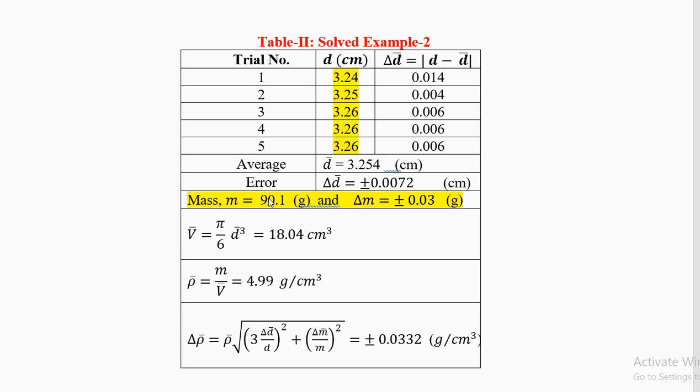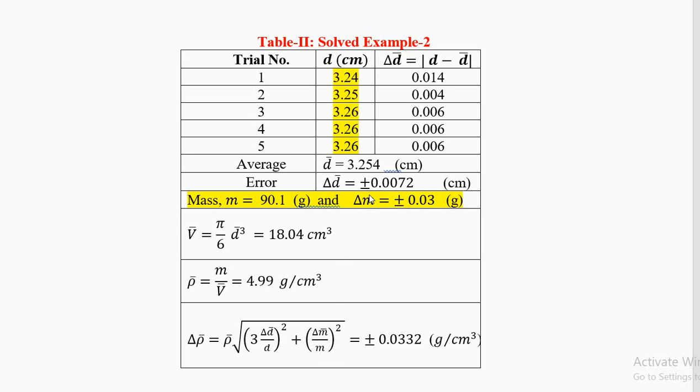Now the mass is 90 point something and the volume is 18 point something. Your density is how much? Mass by volume. It is 4.99, very close to 5, but do not round off. Now calculate delta rho bar. Delta rho bar is rho bar into square root of this thing: (3 delta d over d) whole square plus (delta m over m) whole square.